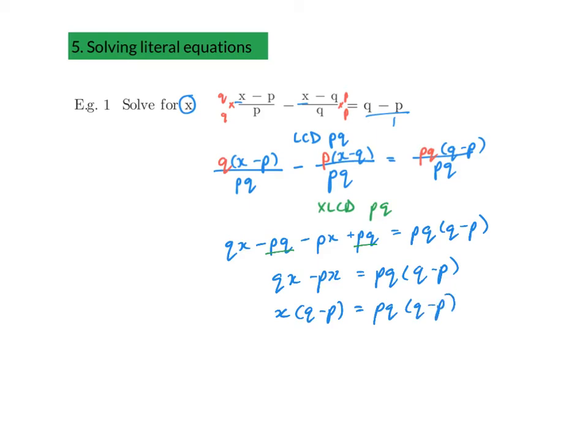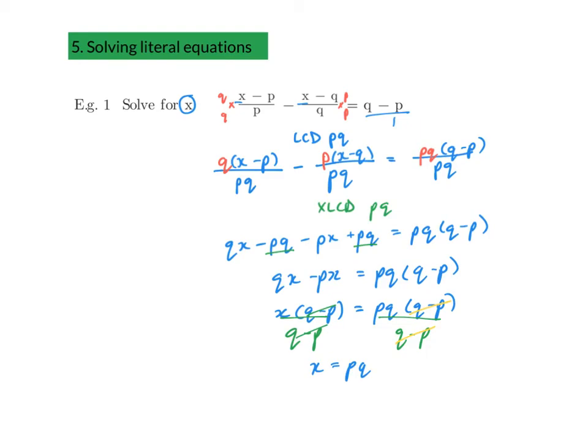And next, I'm going to divide both sides by whatever x is multiplied by, because I'm doing an opposite action to get rid of the Q minus P on the left. Now, interestingly enough, because I didn't multiply out, I can actually see that Q minus P and Q minus P divide with each other. So I'm going to get x is equal to PQ.